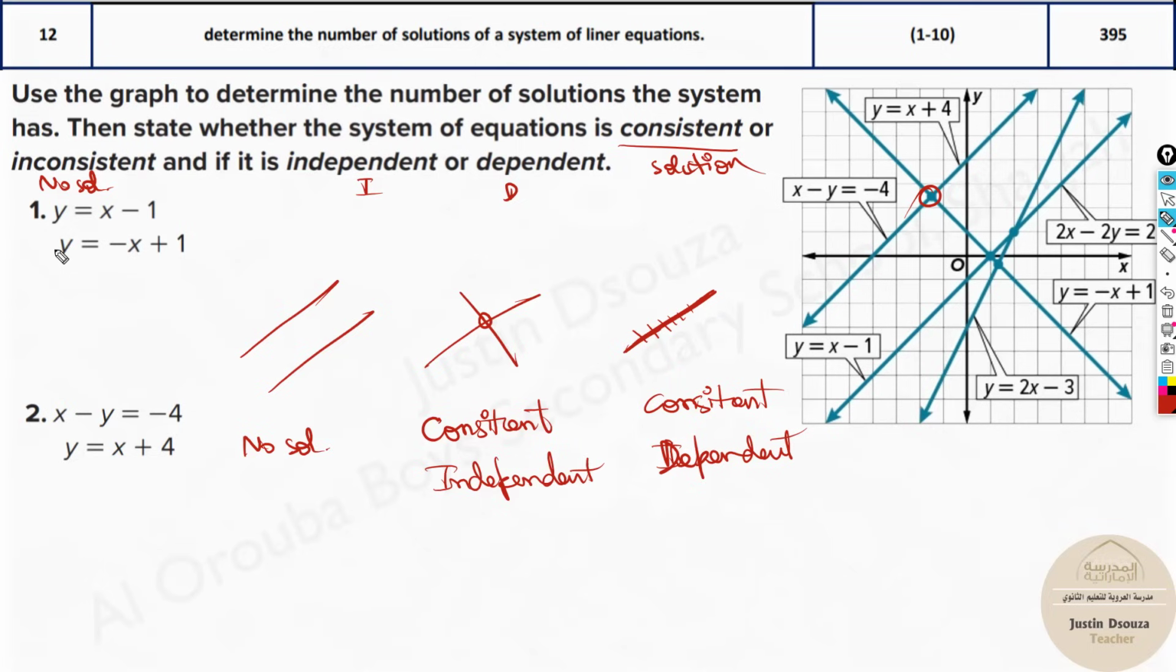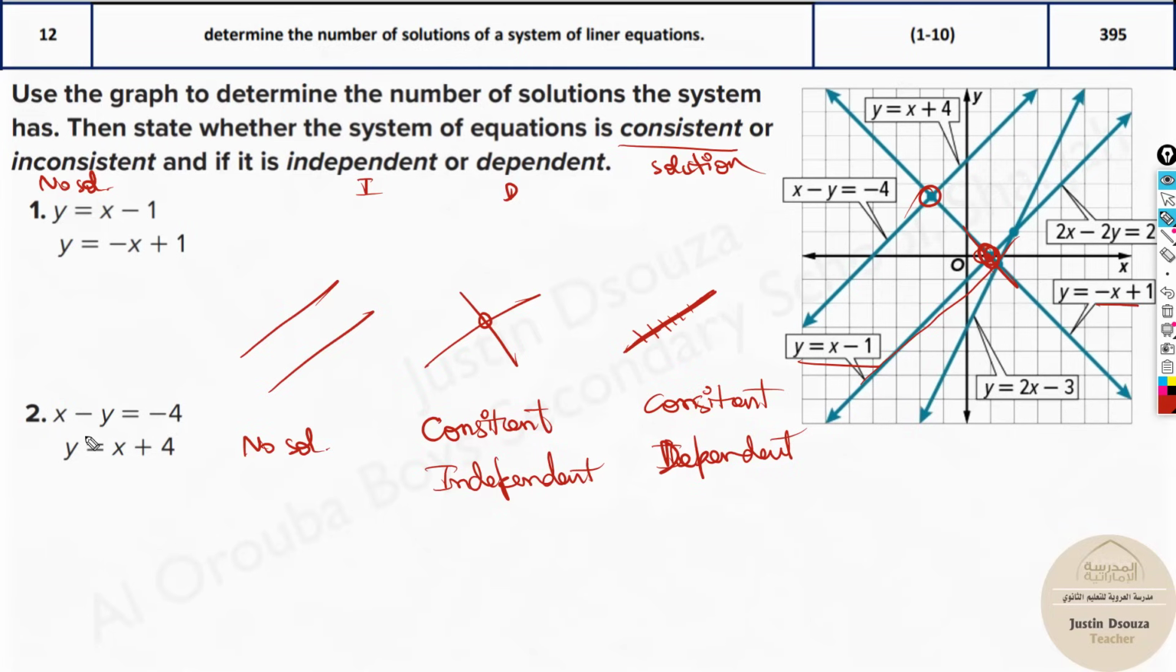Now let's look at these two equations. y equals x minus 1. Where is that? That's over here. And y equals minus x plus 1 is over here. Let's look at this. This is over here and this is over here. They're touching at one point. The solution is over here, this point, and this is consistent, independent.